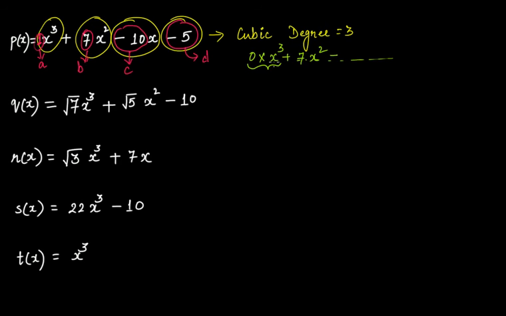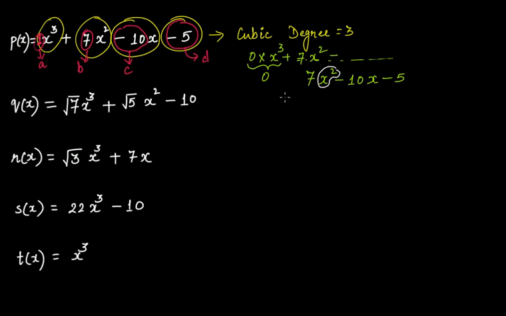This first term becomes 0. The polynomial becomes 7x squared minus 10x minus 5. It's not a cubic polynomial anymore. It is a quadratic polynomial, because now the power of x with the highest exponent is x squared, which is 2. Therefore, a cannot be equal to 0.